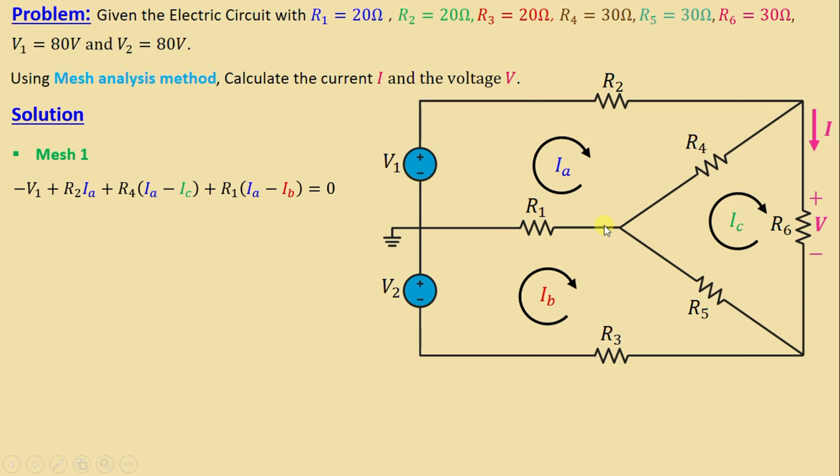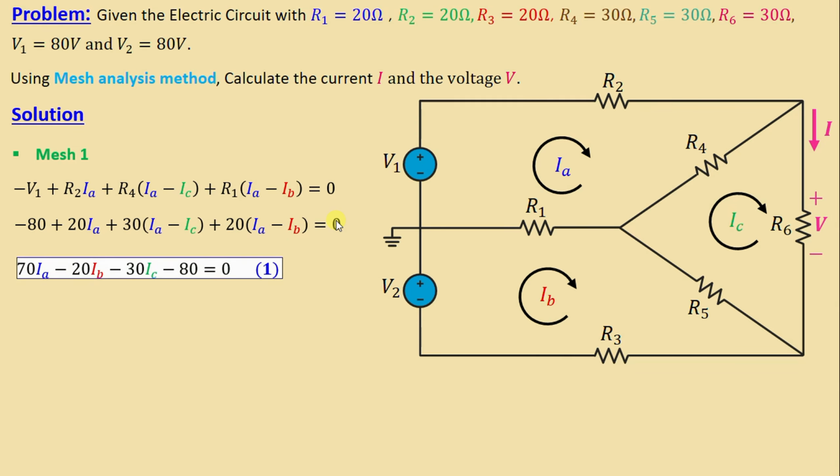By replacing the resistors and the voltage with their numerical value, we obtain negative 80 plus 20 IA plus 30 (IA minus IC) plus 20 (IA minus IB) is equal to 0. If we continue simplifying this equation, we obtain 70 IA minus 20 IB minus 30 IC minus 80 is equal to 0.